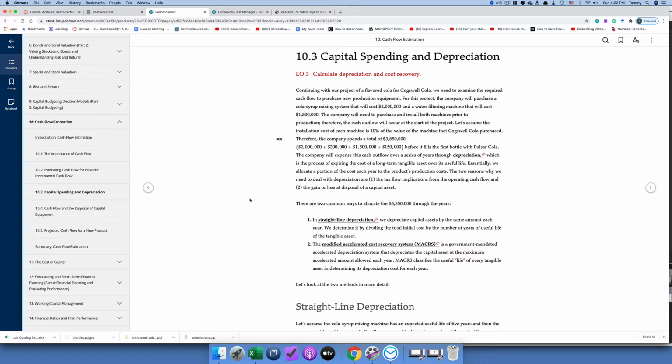There's two ways to depreciate capital expenditures. One of them is straight line, that is the easiest to calculate by far. And then there's MACRS, modified accelerated cost recovery system, which is basically it front loads your depreciation expense.